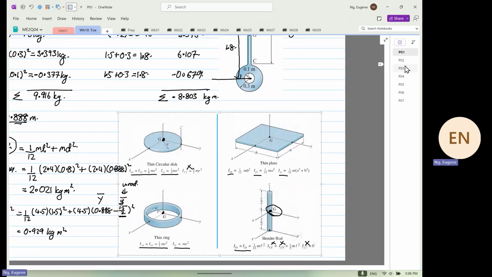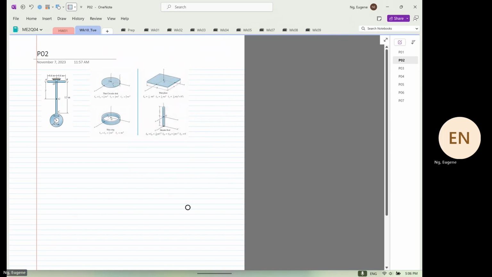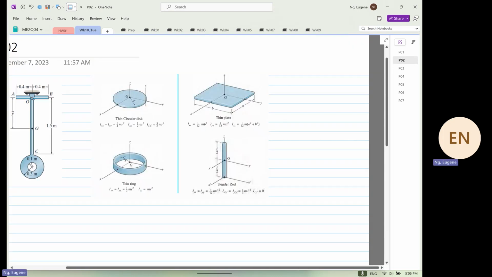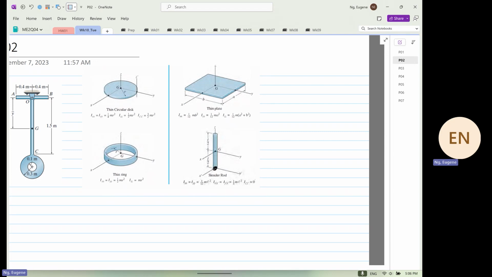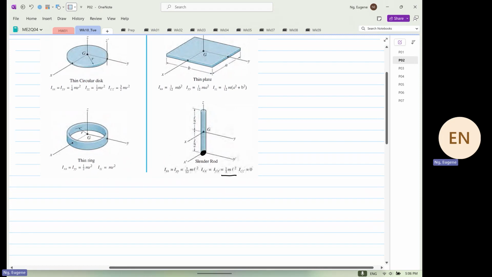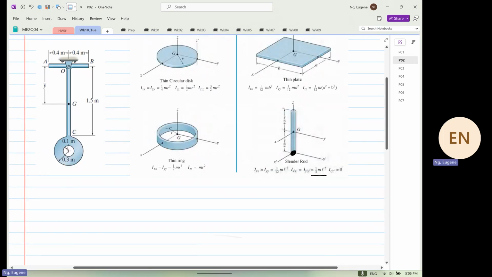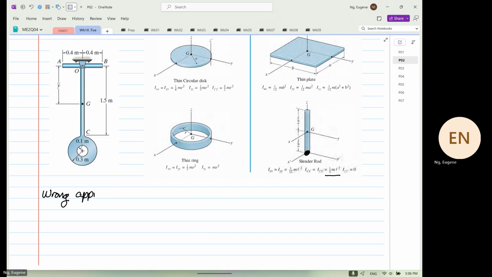So I did try this when I was younger. Why not? Okay, why not? I use the slender rod in this location, and I'm going to use the formula 1/3 ml squared, then I shift my distance. Okay, so if I were to do this, this is the wrong way. Okay, wrong approach. I want to show you all the wrong approach. Okay, so what is the wrong approach?